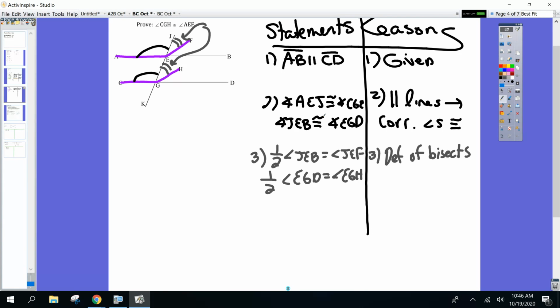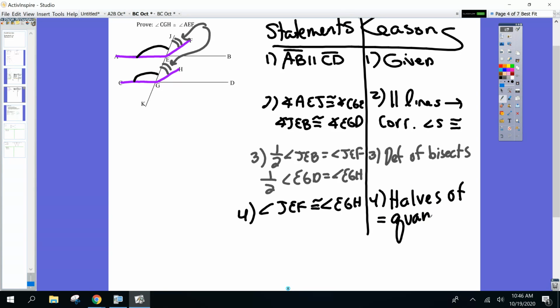Everyone see where we're going here? I'll just do step 4 with you. So now angle JEF and EGH are congruent because of halves of equal quantities. And then what did you guys tell me to do to each of those 2 parts to get to the whole angle? Addition, substitution, yep. Okay, that's the way I approached it. Then I did addition and substitution.